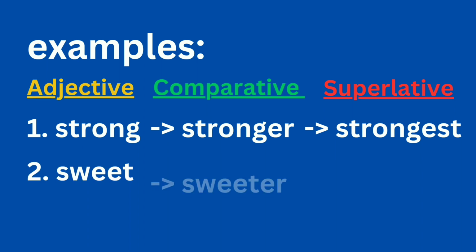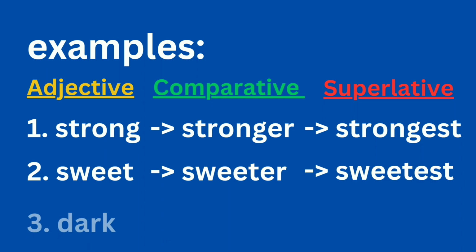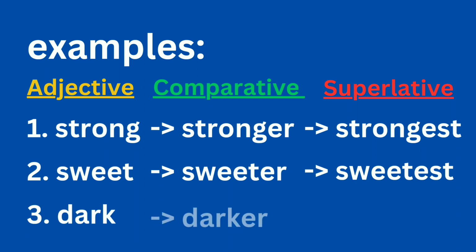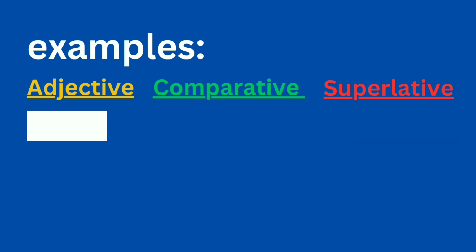Next, sweet. The comparative is sweeter. And the superlative is sweetest. An adjective, dark. The comparative is darker. And the superlative is darkest.